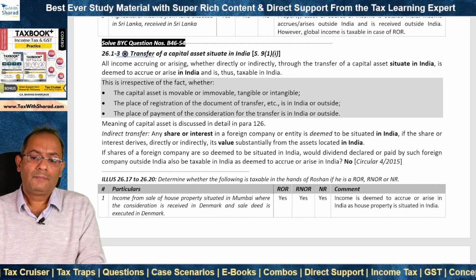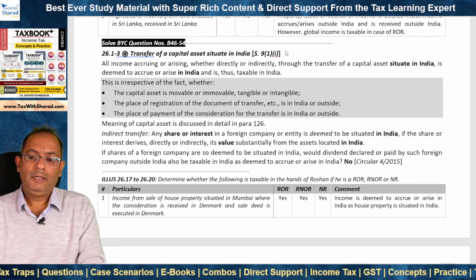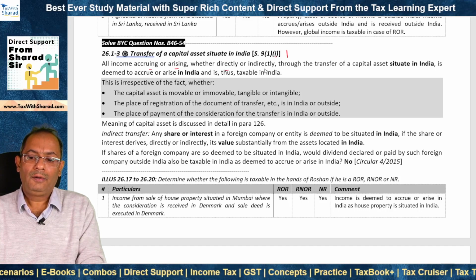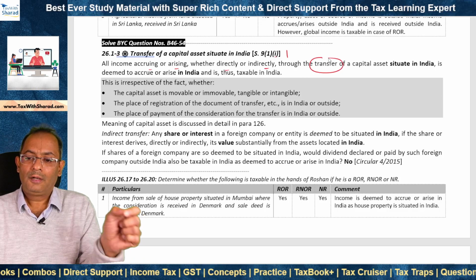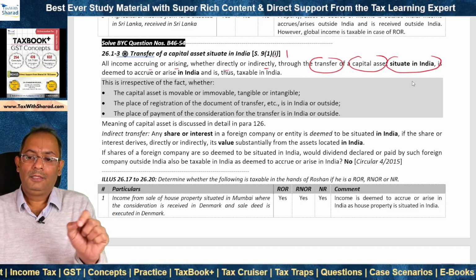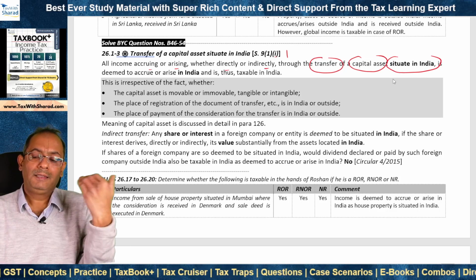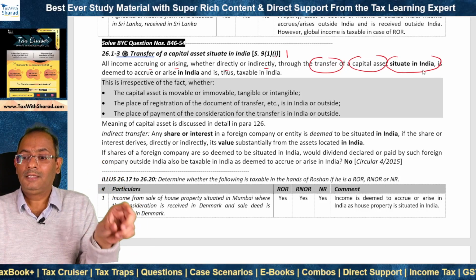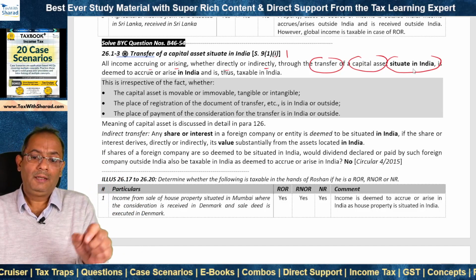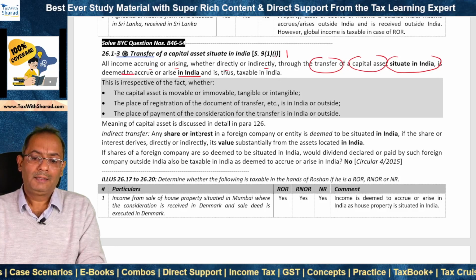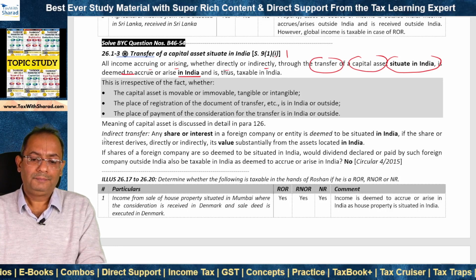Thirdly, on account of a capital asset situated in India. So all incomes which accrue or arise directly or indirectly through the transfer of a capital asset situated in India. So there is a capital asset, the capital asset is transferred, and therefore capital gains arise, and the capital asset is situated in India. Such income is deemed to accrue or arise in India and is thus taxable in India.